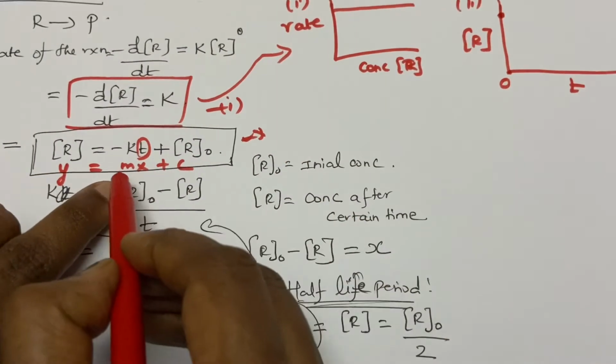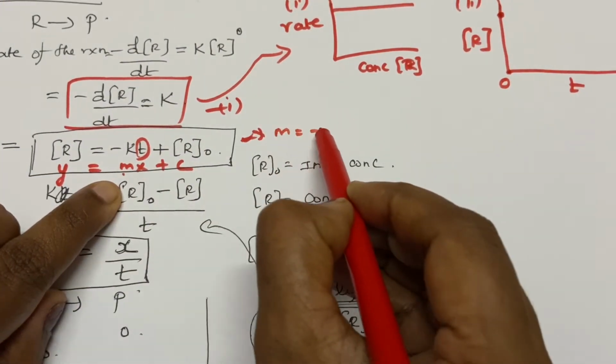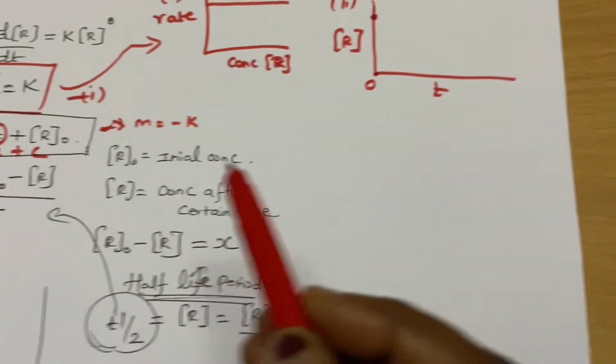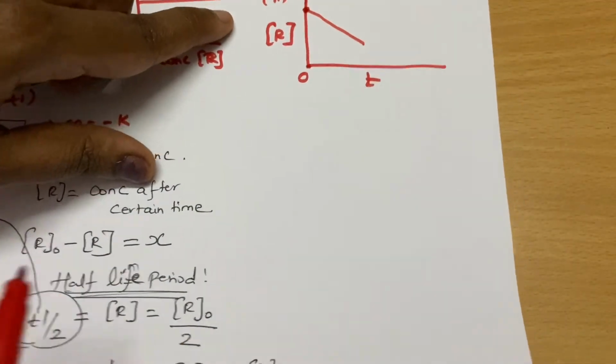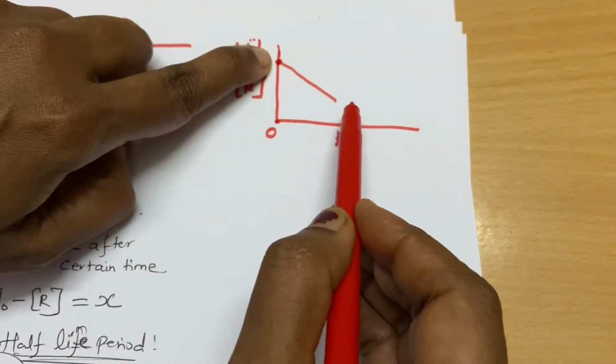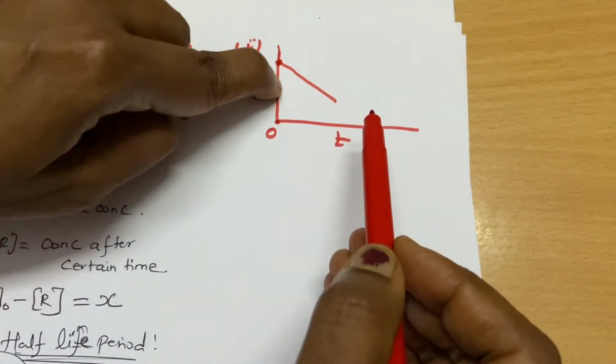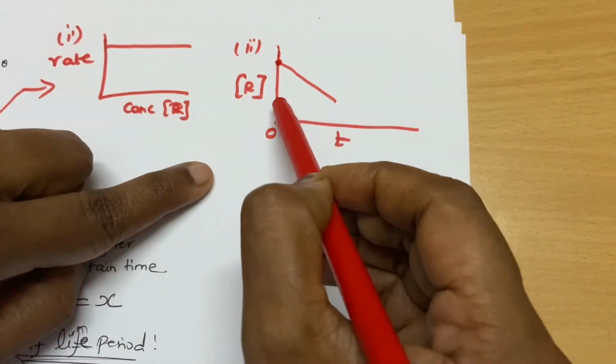And you see, here m is equal to minus k, a negative slope. So the graph must come down. Okay, this is the clue. The graph must come down. If you have a positive slope, it will increase like this.